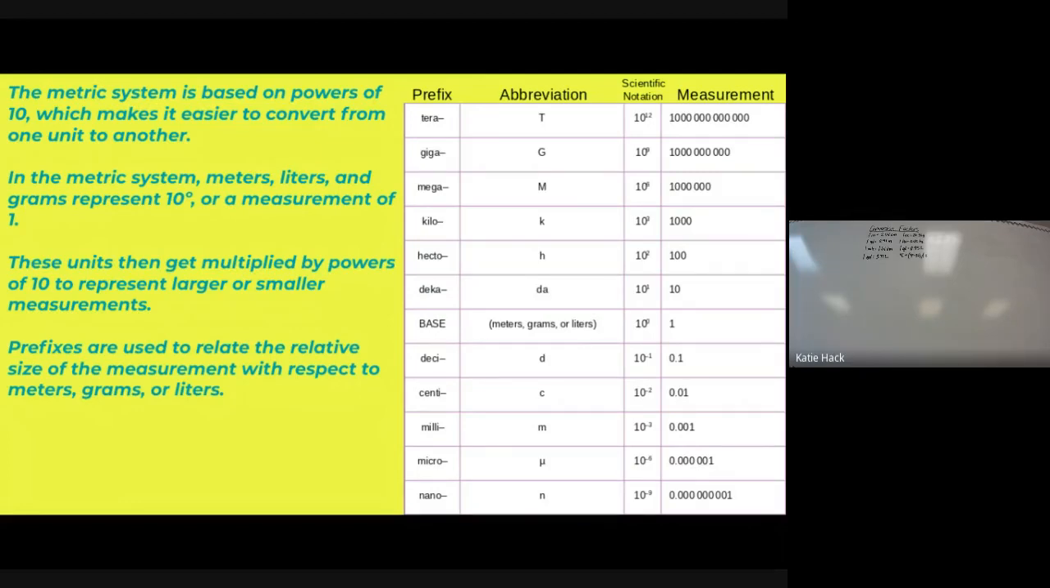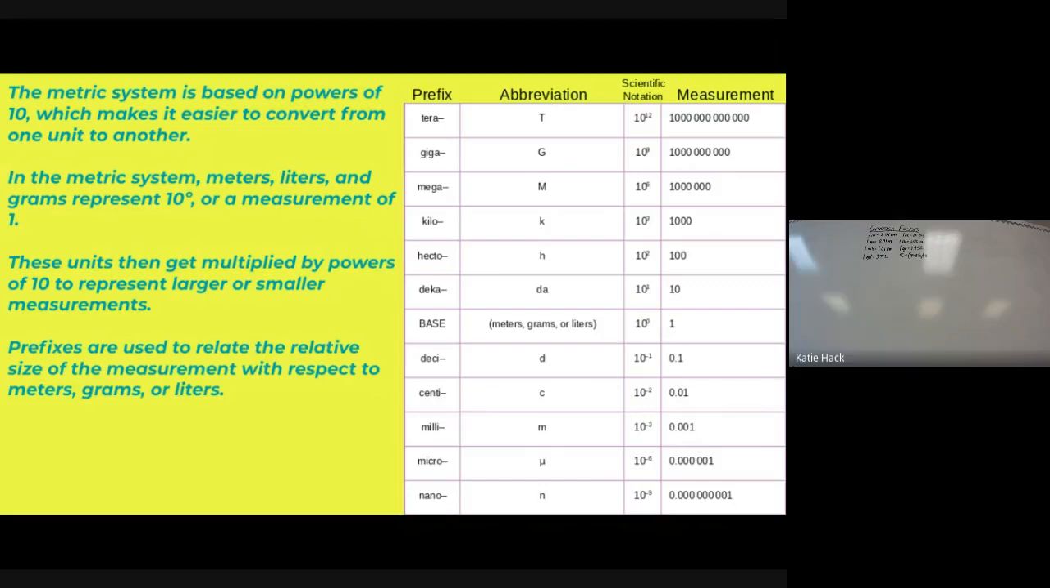Okay, for hectometer, you would multiply it by 10 to the second power, or 100. So now you're saying that for every hectometer, there are 100 meters. Same for kilo. So a kilometer, there's 1,000 meters in 1 kilometer. Now, if we go the opposite way, we're going to be multiplying by the negative power. So we say there are 0.1 meter in 1 decimeter. Or you could say there are 10 decimeters in 1 meter.